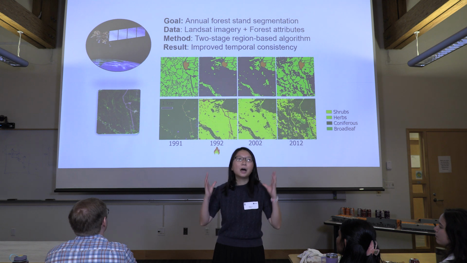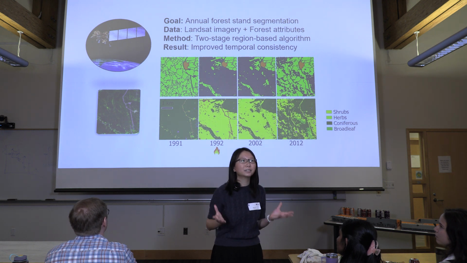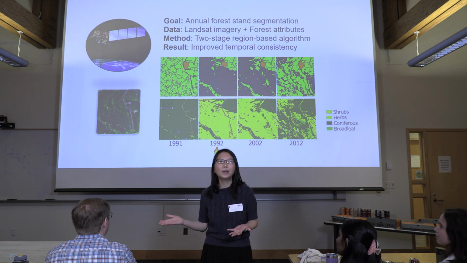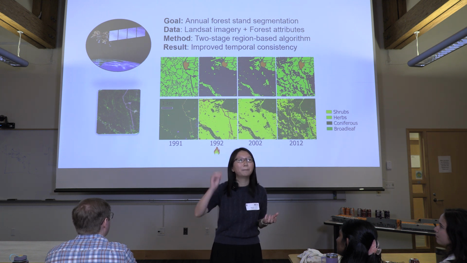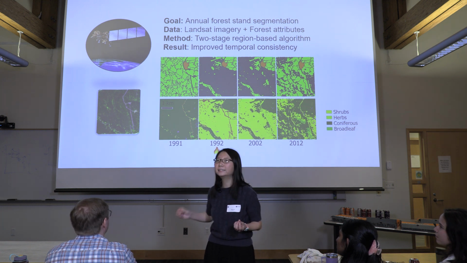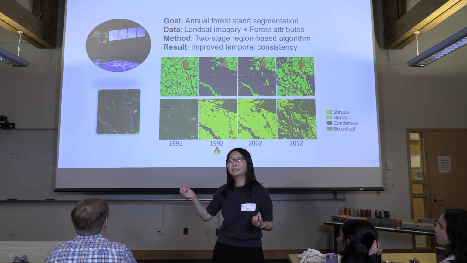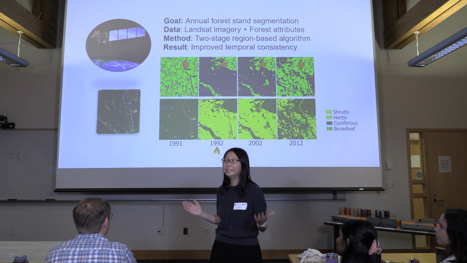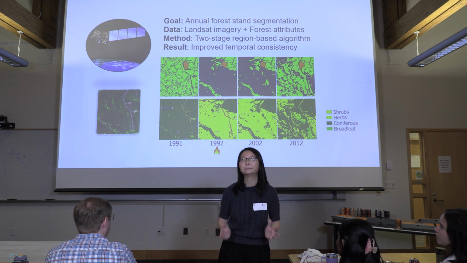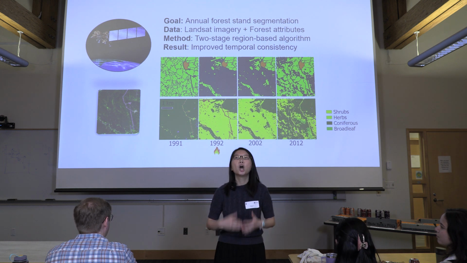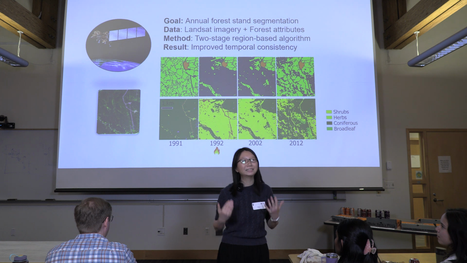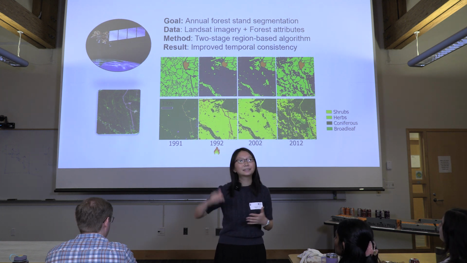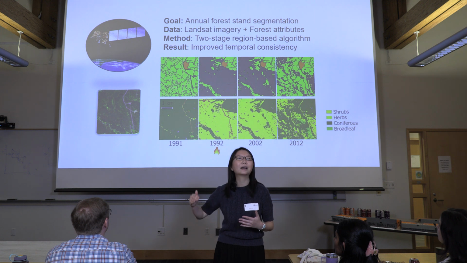So after a major disturbance such as fire, governments will send out crews to the area and then try to redraw the polygons to replace the existing ones when they are impacted by fire. This process usually takes 5 to 10 years and it costs lots of money. In my research, we are developing an automatic forest stand segmentation algorithm to update this set of forest polygons over time.